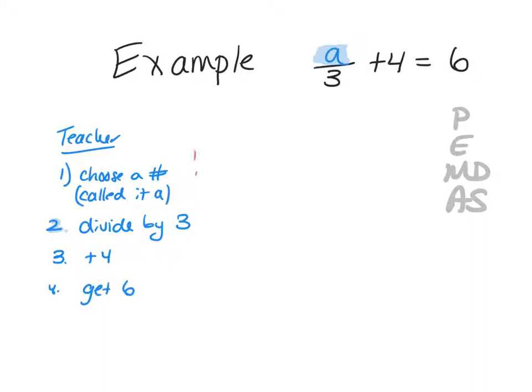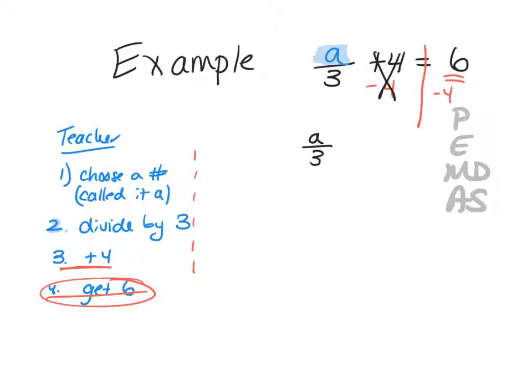So as a student, what would I do? Well, I start with what was given to me. So we have 6 on that right side. Now, if the teacher added 4 as their last step, I should undo that as my first step. So the opposite of adding 4 is subtracting 4 from both sides. I'm going to shift my work a little bit. So the reason we subtracted 4 was to undo the plus 4. So on this side, we're left with A over 3. And on the right side, 6 minus 4, of course, is 2.